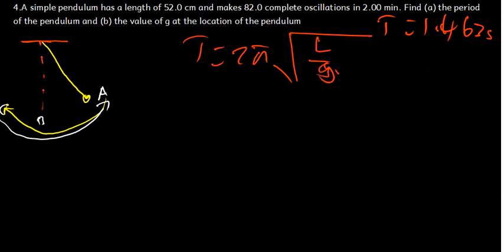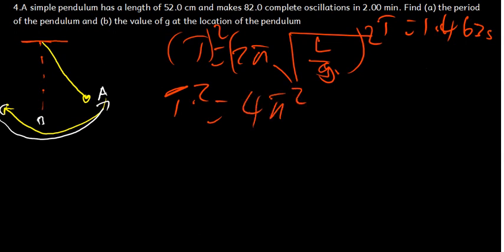So we can square both sides. Even here we square it. So t squared is going to be equal to 2 squared, which gives us 4 pi squared, then l over g. Our goal is to find g, so we can cross multiply.